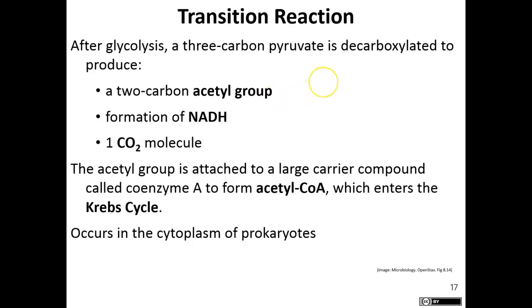So once glycolysis is done, we have these 2 molecules of pyruvate. Pyruvate can't enter into the citric acid or Krebs cycle. So we can only have a 2-carbon molecule enter. And so pyruvate has to lose a carbon in a process known as decarboxylation. And in that process, we're also going to remove more hydrogen. So we're going to oxidize it.